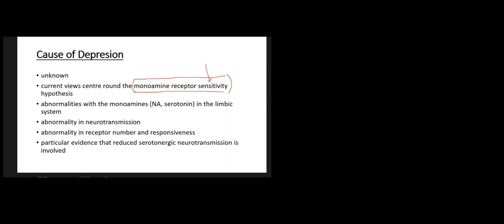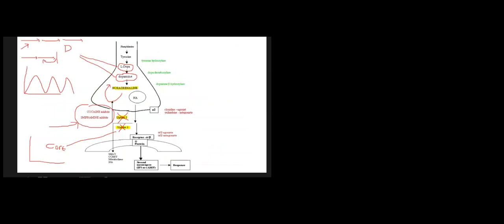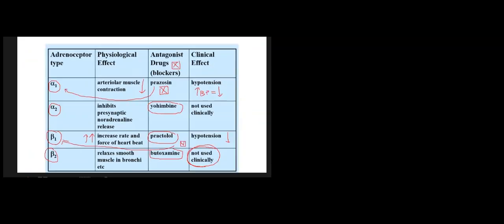Abnormalities with the monoamine serotonin in the limbic system are believed to be one of the underlying problems. It is believed to be an abnormality in neurotransmission, which makes perfect sense, especially when we scroll back and think about what we've been looking at today. We think about, for example, cocaine and imipramine, and the excitatory effects they have on noradrenaline and how that increases mood. And how often patients, when they withdraw from these types of drugs, have severe slumps in mood and get driven towards bouts of extreme depression. So we think it's to do with neurotransmission.